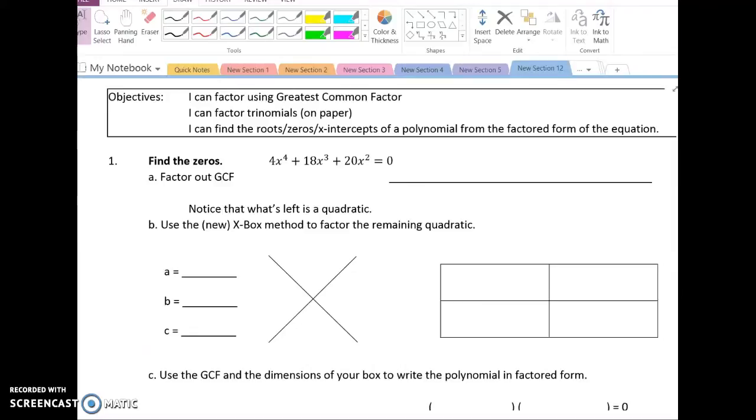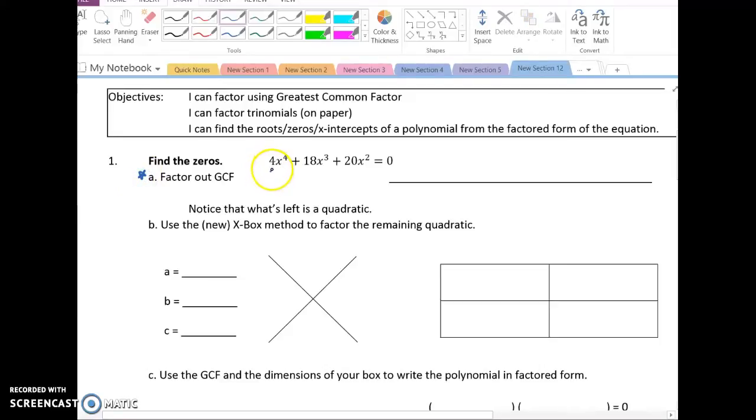Okay. So what we're going to try to do here is figure out the zeros for this polynomial. In other words, which x values give us a 0 when we plug them into that polynomial. Step 1, and that's always going to be step 1, is to factor out the GCF. So make sure you do that first.